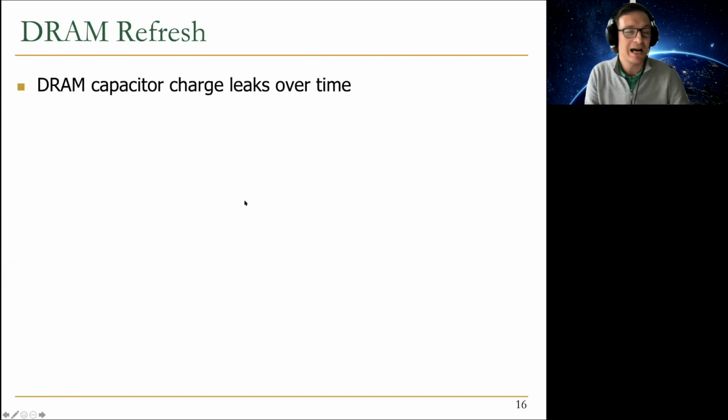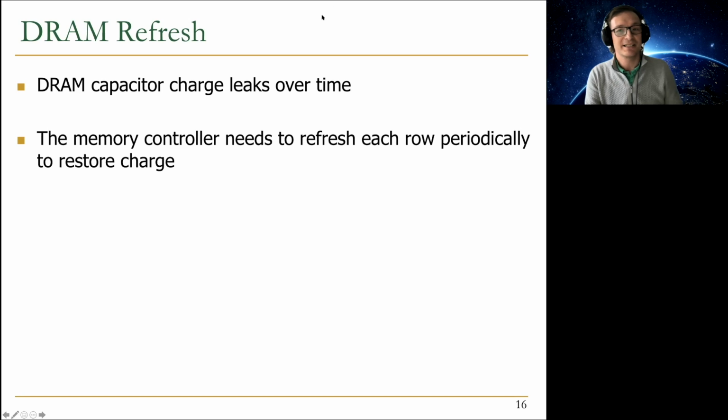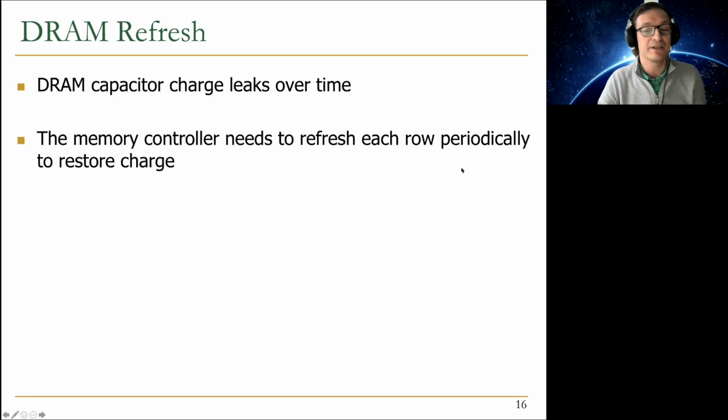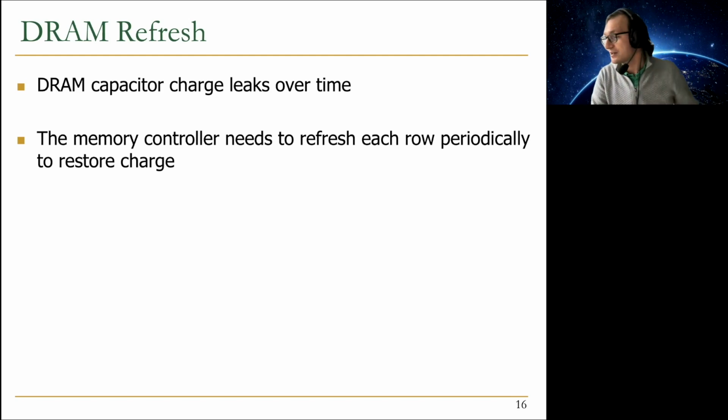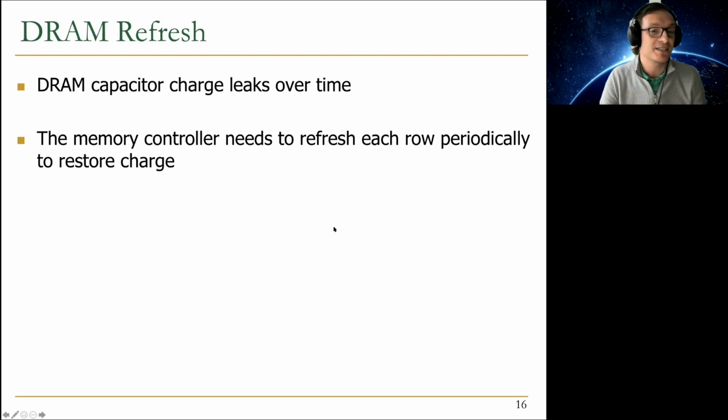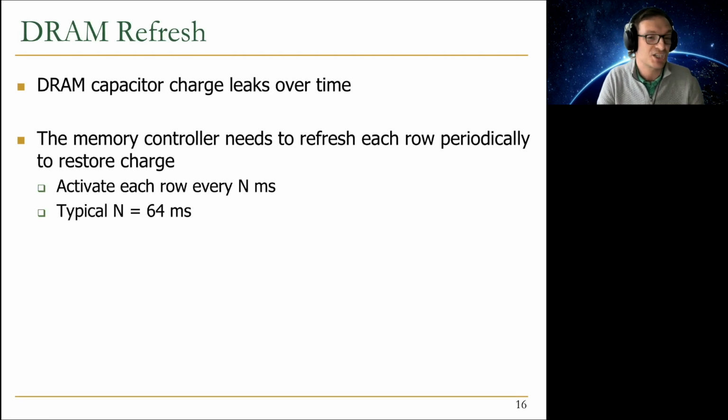Now, one problem with this capacitor is that its charge leaks over time through the access transistor I showed you. And the memory controller needs to refresh each row periodically to restore the charge, because you've written some data into your DRAM and you don't want to lose it. So periodically you need to refresh it before the charge leaks to a point that you have lost the data. You never want to get to the point that you have lost too much charge from these cells. So this is the fundamental limitation of the technology. That's why this is called dynamic random access memory. You dynamically need to refresh it.